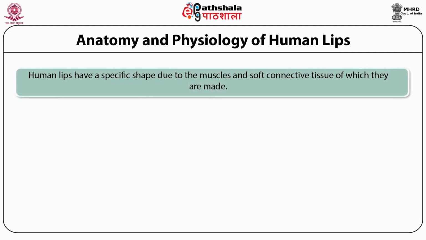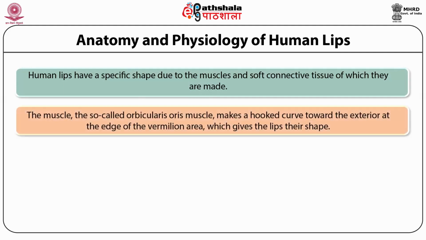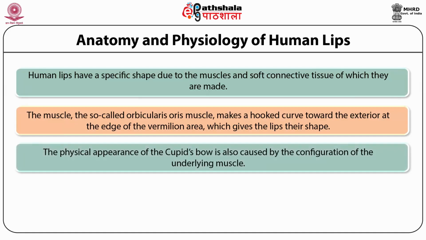Human lips have a very specific shape due to the muscles and the soft connective tissue of which they are made up. The muscle, the so-called orbicularis oris muscle, makes a hooked curve towards the exterior at the edge of the vermilion area and gives the lips their shape. The physical appearance of the cupid's bow is also caused by the configuration of the underlying muscle.